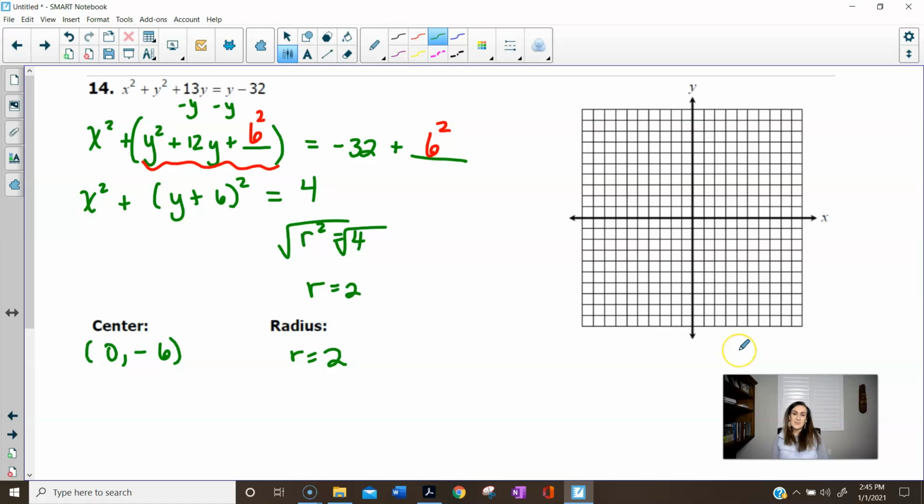So when I graph the circle, I always start with the center. So I'm going to go 0, and then I'm going to go down 6. 1, 2, 3, 4, 5, 6. And then the radius is 2. So from the center, I can go up 2 and right 2 and down 2 and left 2. And then kind of sketchy, not the best drawing, but you got the point. There's my circle.